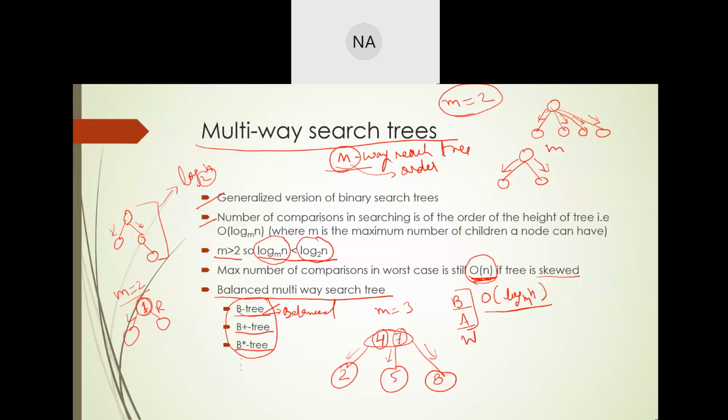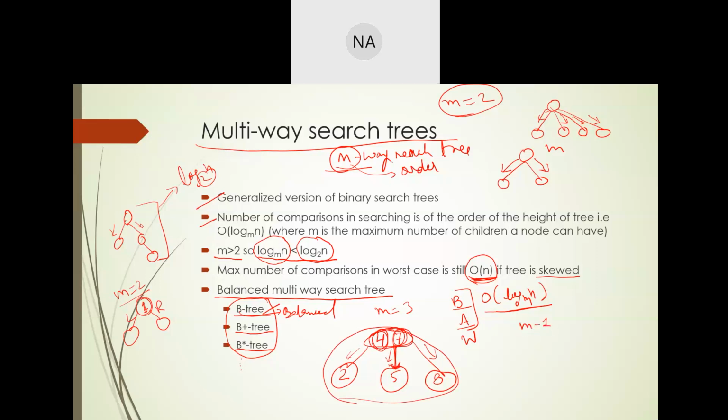So this is a search tree because 2 is less than 4, and 5 is greater than 4. This edge is to the right of this entry, so it will be larger, and 5 is to the left of 7, so 5 is less than 7. And 8 is at the right of 7, so 8 is greater than 7. So this is the multi-way search tree. The number of entries stored in a node of an M-way search tree is m minus 1.